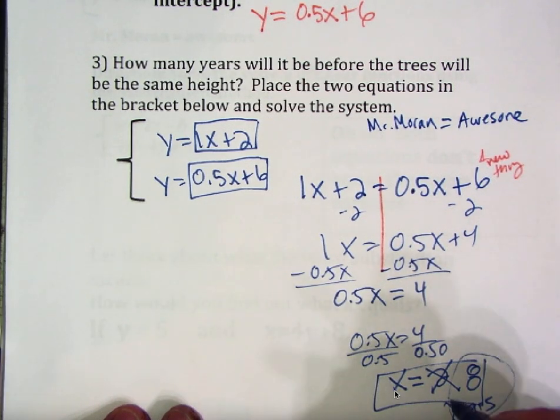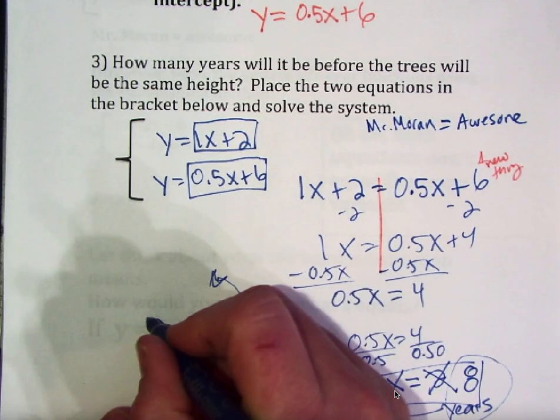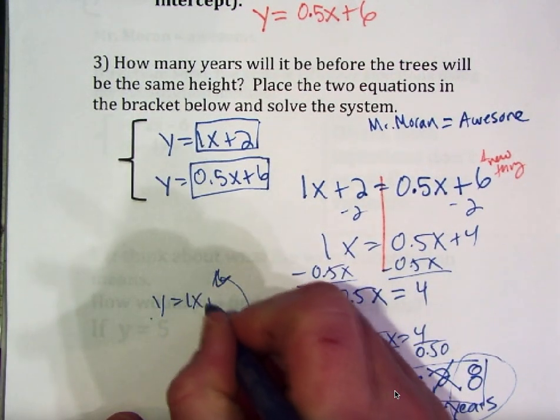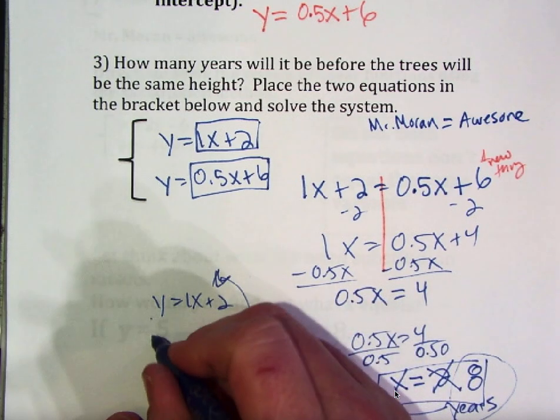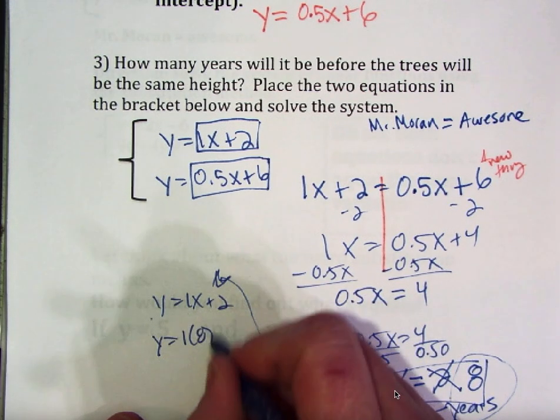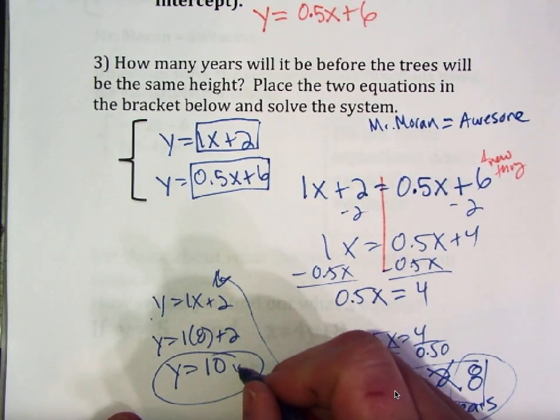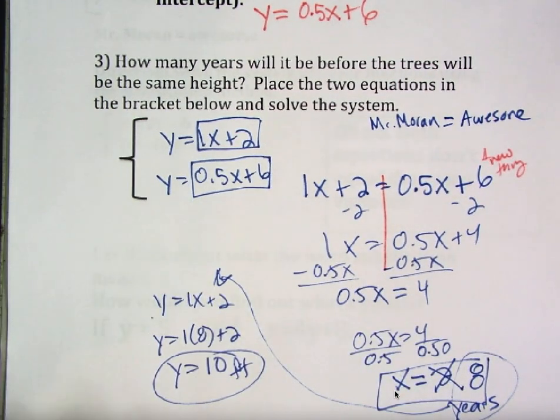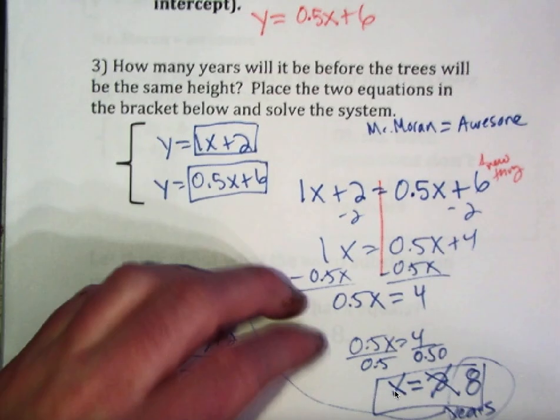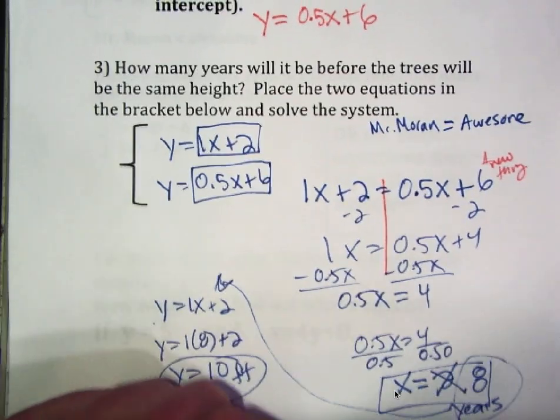Say we wanted to know how tall they were after 8 years. You can pick one of the equations and plug 8 into it. And in 8 years, they'll be 10 feet tall. So we talked about that after we graphed linear functions to find where they cross. We found that we can use this new method of Mr. Moran equal awesome.